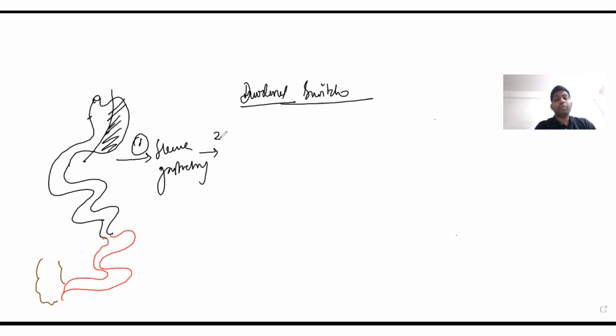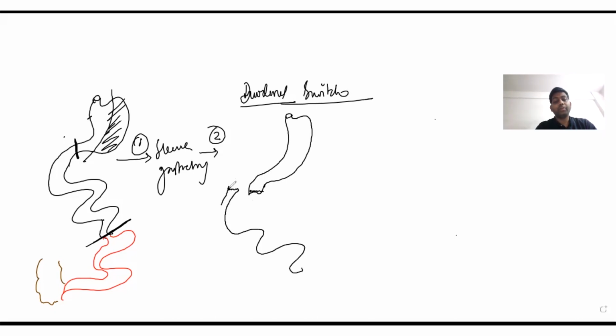The next step after sleeve gastrectomy is we do resection of the duodeno-gastric junction. We dissect at the junction of the first and the second part of the duodenum. This is the second step. We resect at this level, and another resection we do at the jejuno-ileal junction. So there are two resections, and what is left behind is this part of the biliary limb in black after resection, and what is left behind in red is the part of the small intestine, that is ileum.